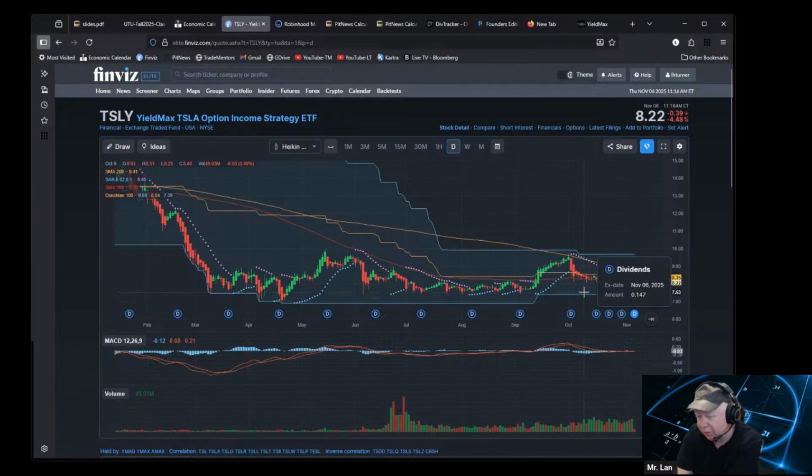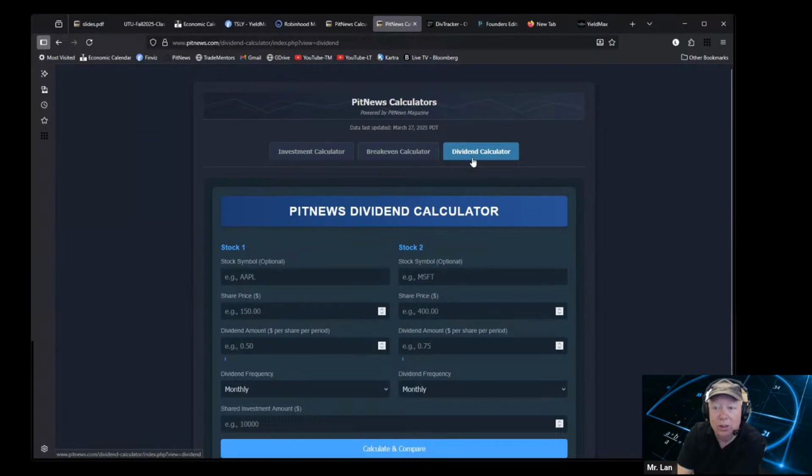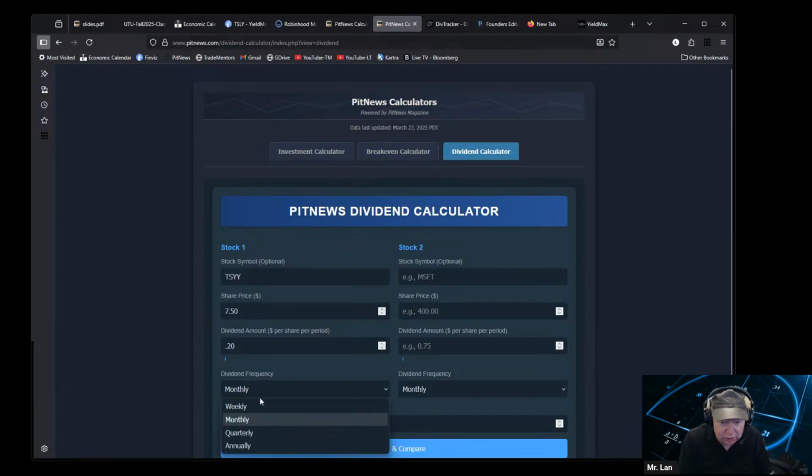So we'll take 14. And now what we're going to do is go over to our calculator and go into the dividend calculator. And in the first one, I got the information written down. So TSYY, and then my share price is $7.50, and my dividend amount is 0.20. And it's paying out weekly at 0.20, so I have to change this to weekly right there.